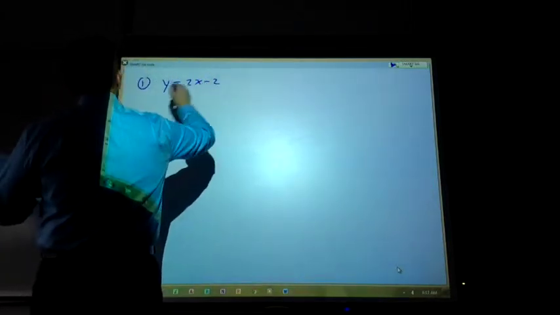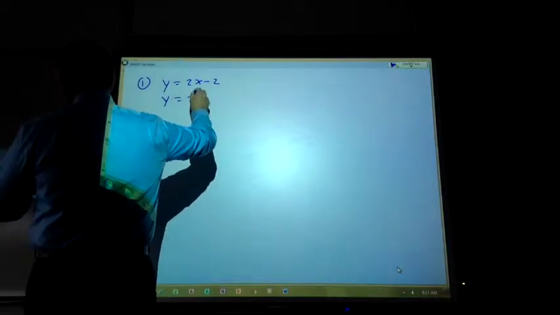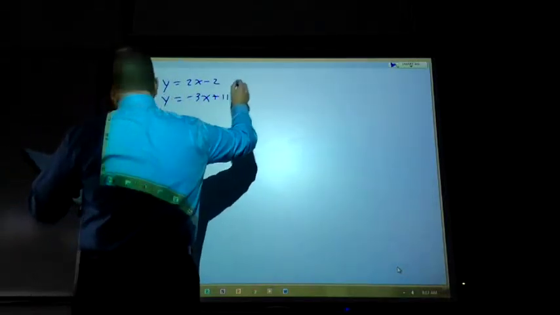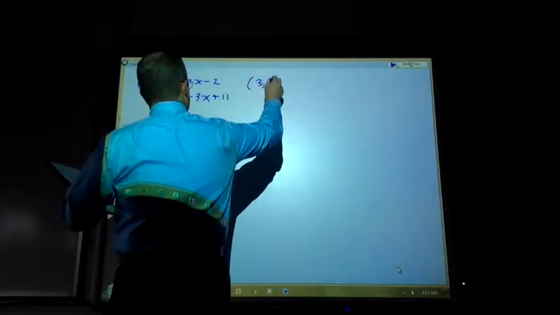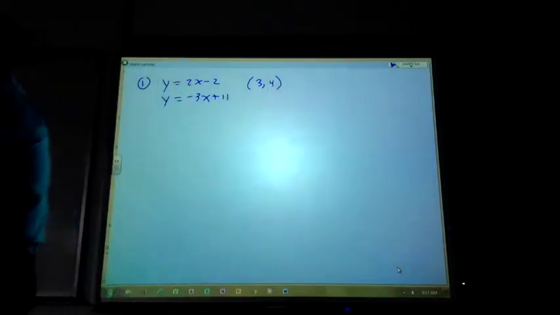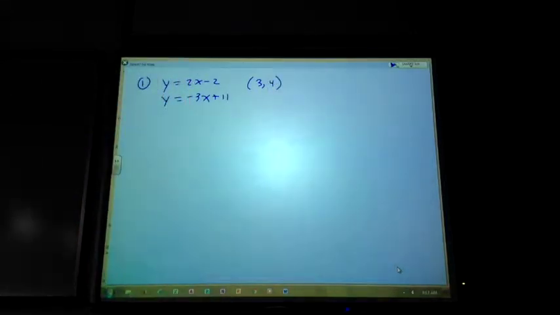2x minus 2, y equals negative 3x plus 11. Okay, so we're talking about linear equations, which are straight lines. Straight lines, if you graph them, they can cross each other, which means there's one solution where they cross, which is the x and y component.